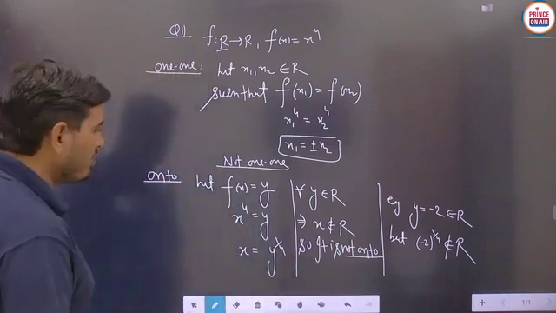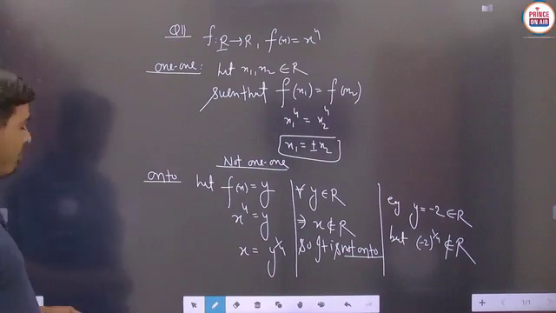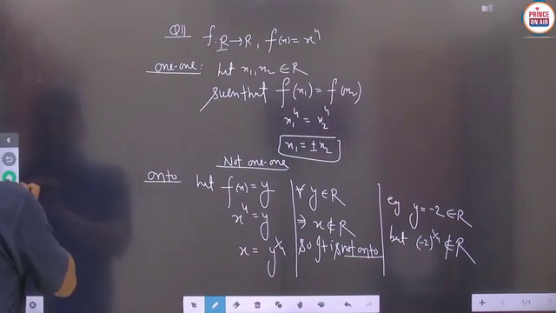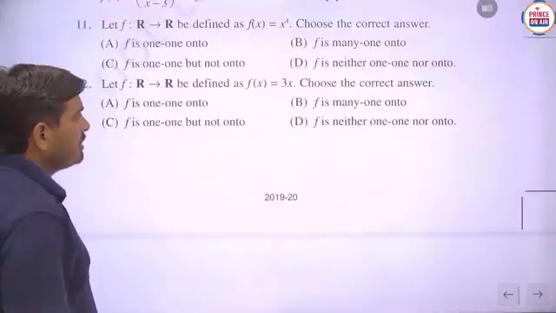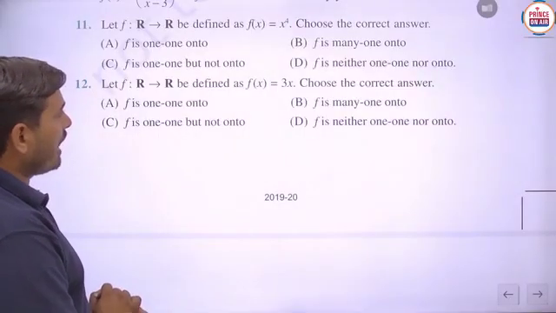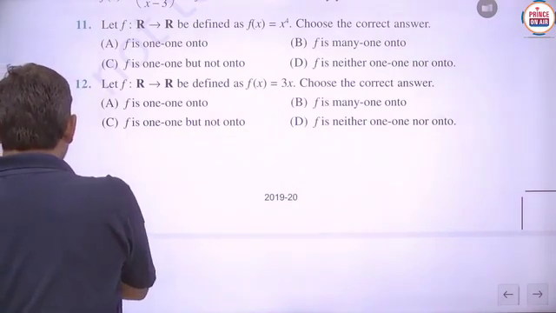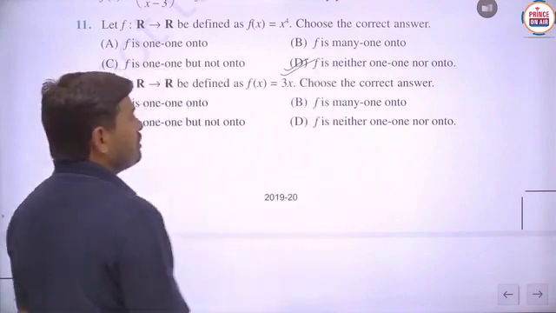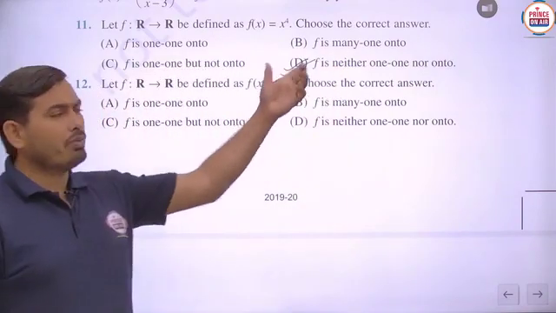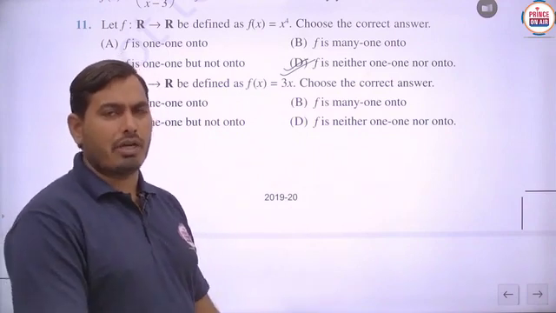Now students, we will check the answer of this question. Before that, pause the video to note down each and every part, then after that we will check the answer. The answer is to be given in 4 options. Which option? Neither one-one nor onto. So the answer should be option number 4. Is it clear? So option D is correct in this particular question. f is neither one-one nor onto.